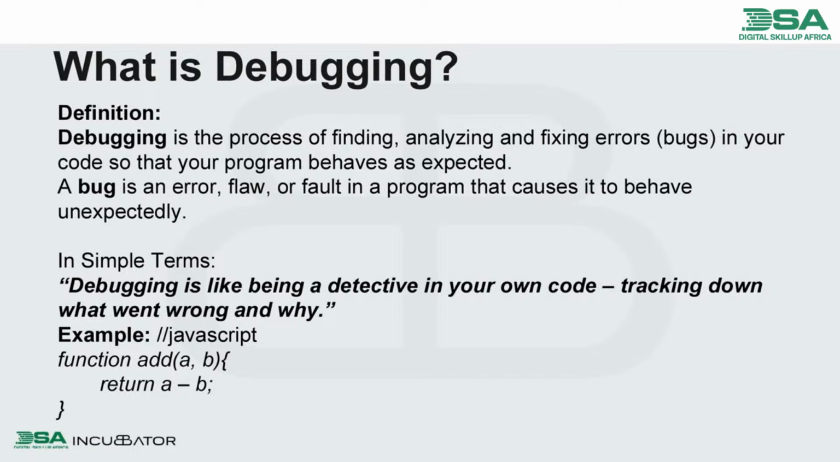Very good. At least I am happy that many of you are getting the hang of this whole thing. I call this function add, meaning anybody calling it is assuming that I'm going to be adding, right? And I'm taking two parameters. But what I'm returning is subtraction of two numbers, a minus b.